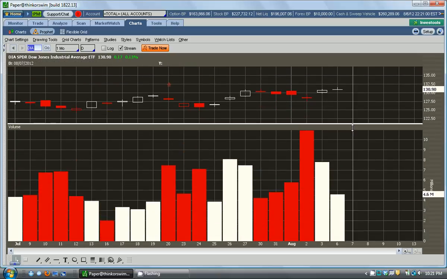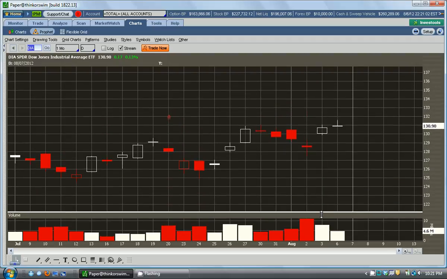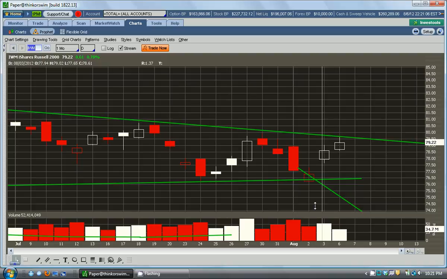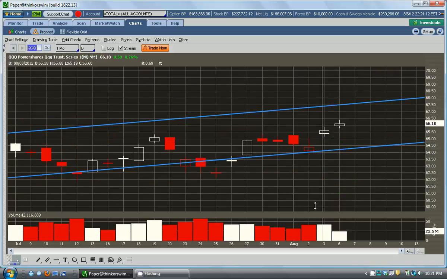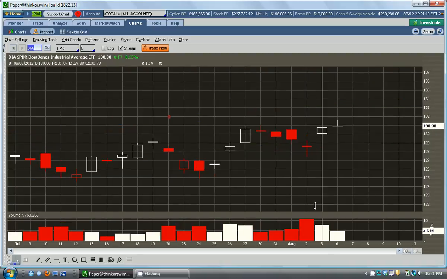But the thing is, still nothing's confirmed because, well, the Russell was outperforming big time. The NASDAQ was outperforming big time. It was almost as if money was flowing into risk today. But in the major indices, the large cap ones, the Dow and the S&P, it seems just a strange distribution started happening in the last 30 minutes of trading. So that's what I'm looking at right now.